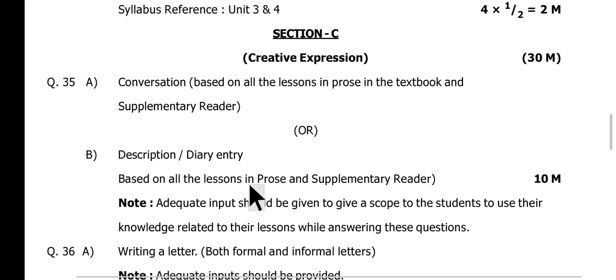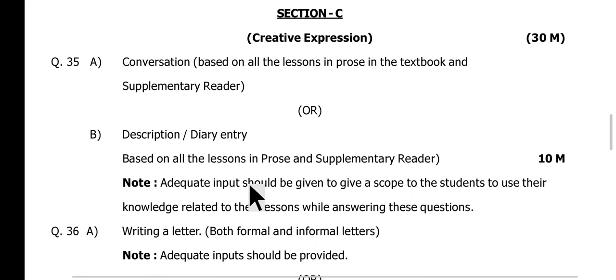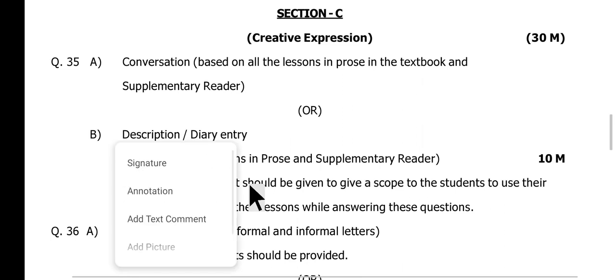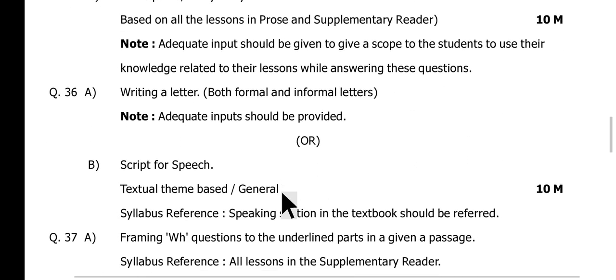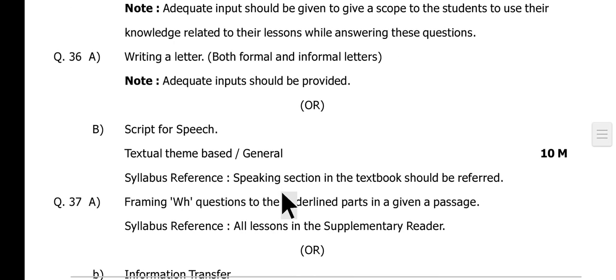Now the last section of the question paper is creative writing. Here we can have a conversation or a diary entry or description. Any one of the things can be asked here. Conversation is for sure, but here it can be a description or a diary entry based on the lessons in prose and supplement reader. 36A, writing a letter.